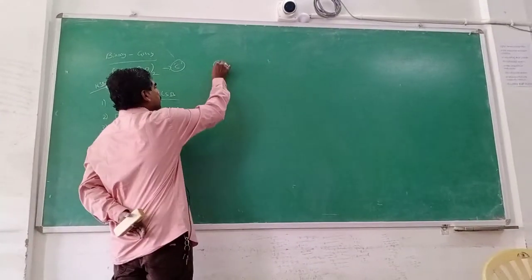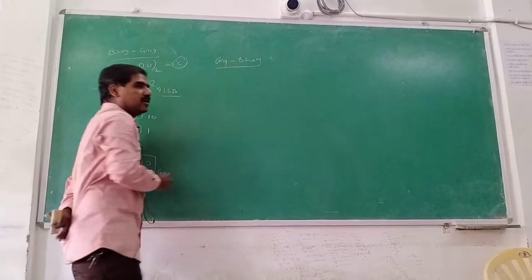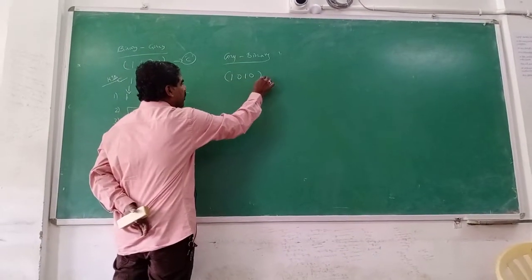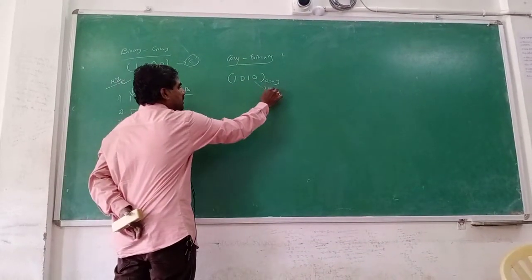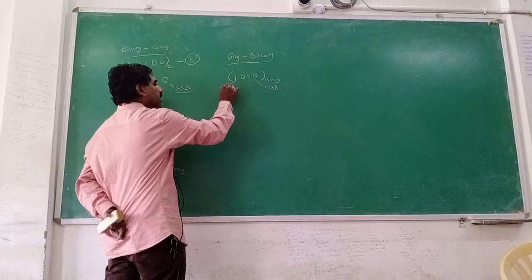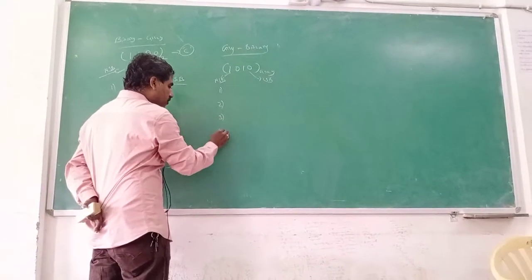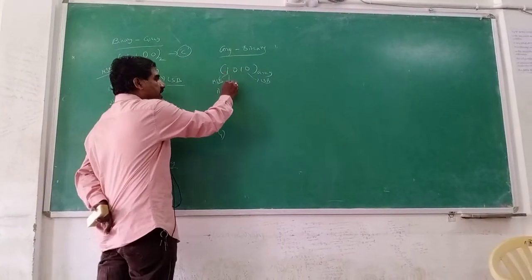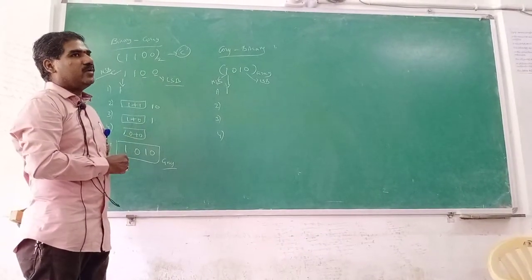Another one is Gray to binary conversion. In converting Gray to binary, we are taking 4 bits. The first bit is known as the LSB and the last bit is known as the MSB. Again we have to obtain 4 bits in binary. The first bit, the MSB, is equivalent to the first bit of the binary code.